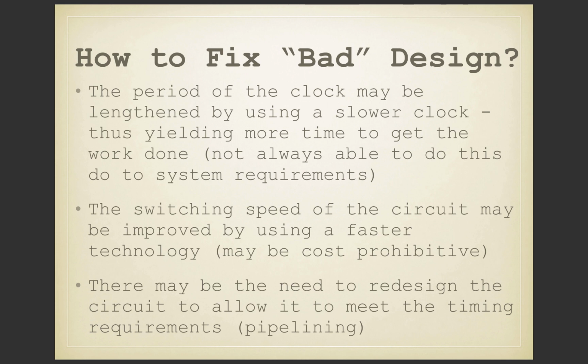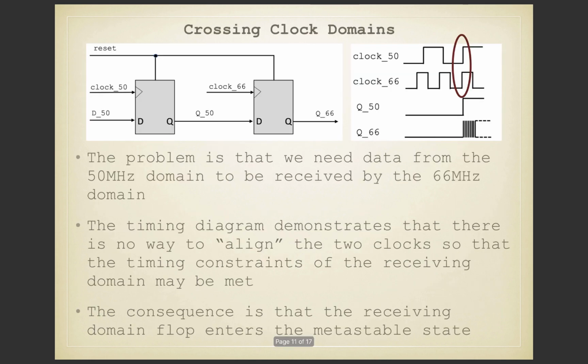The third and most probably used approach to dealing with it is that you need to redesign your circuit. And one technique is, in the middle of that combinational cloud, you insert a flop and you break the work that you were trying to do in one clock into two clocks. And of course, again, it depends on the architecture of your circuit.